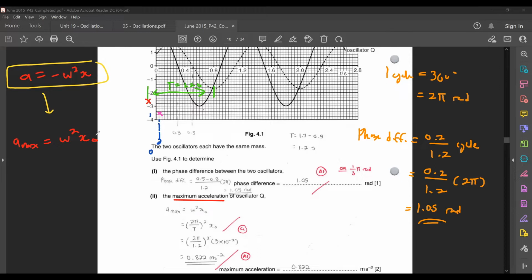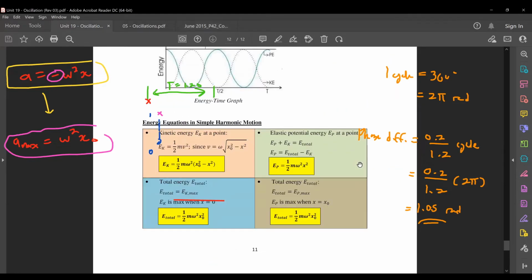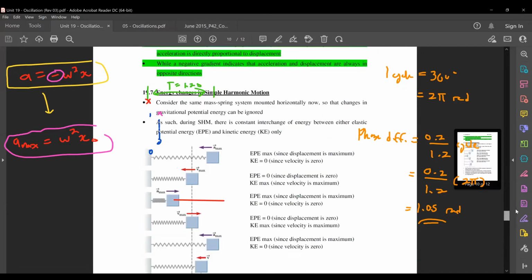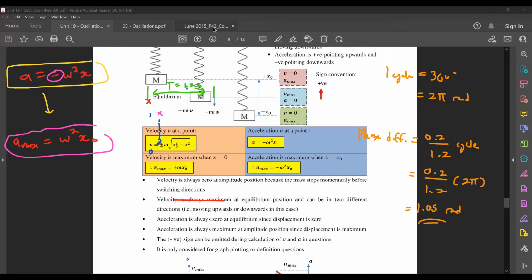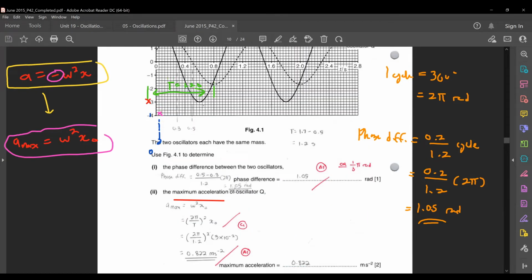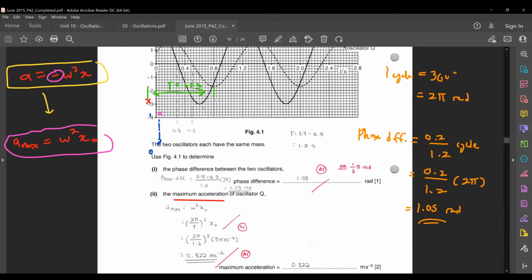Okay, you just replace x with x naught because that's the point where acceleration is maximum. You might also notice there's a negative sign before this. You don't need to consider it, because as I mentioned, for calculations the negative sign can be omitted. Negative sign can be omitted during calculations of v and a in questions. We're really just interested in the magnitude, so just get rid of it. So a max is equal to omega square x naught.